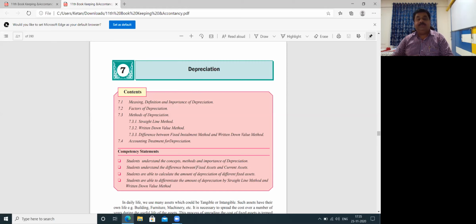The contents which we are going to learn are the meaning and definition and importance of depreciation, factors of depreciation, methods of depreciation. Actually, there are 10 methods of depreciation, but you are having only 2 methods of depreciation. One is called the straight line method, and the other is called the reducing balance method or written down value method.